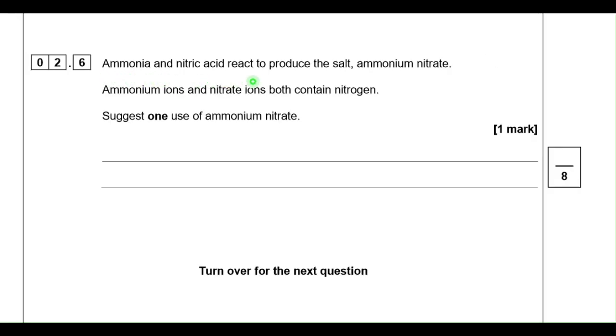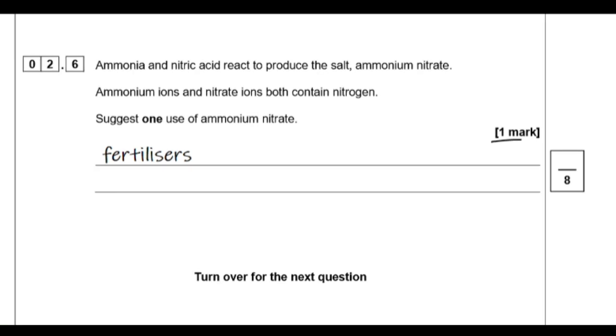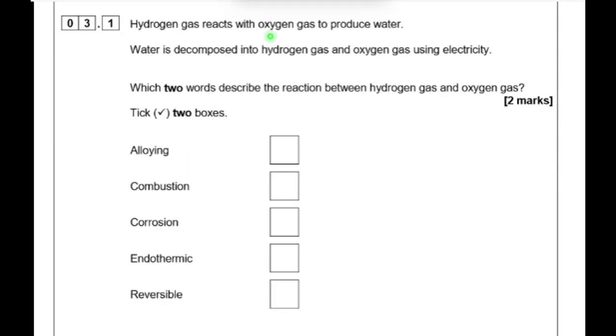2.6. Ammonia and nitric acid react to produce the salt ammonium nitrate. Ammonium ions and nitrate ions both contain nitrogen. Suggest one use of ammonium nitrate for 1 mark. Anything that's got nitrogen in it, and you should know this is a simple recall, and the answer is it's used in fertilizer, the manufacture of fertilizers. 1 mark. Over the page, 3.1.